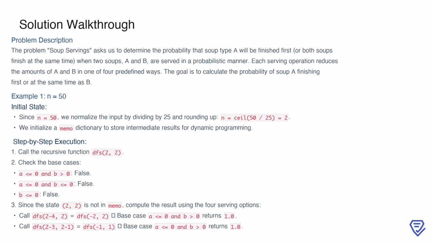The base cases ensure that the recursion stops when either soup A or B runs out, or both are depleted simultaneously. For the first set of recursive calls, we calculate results like DFS(-2, 2) and DFS(-1, 1), which hit the base condition where soup A is empty but B is not, returning a probability of 1.0 for these cases. Similarly, other calls are evaluated, and their results are combined to compute the overall probability for this state.